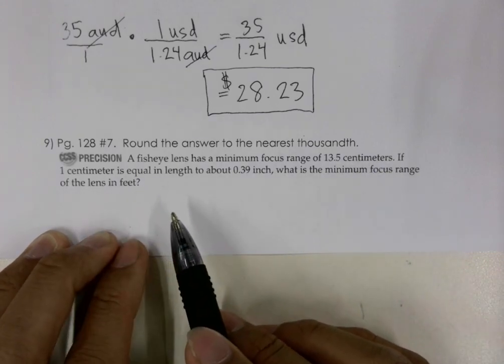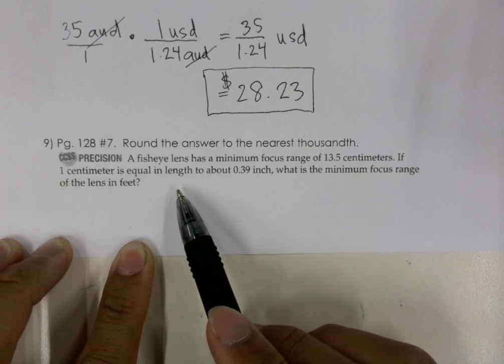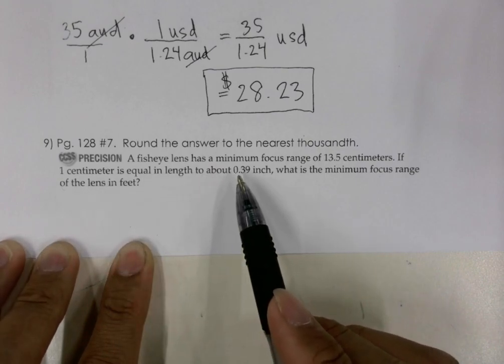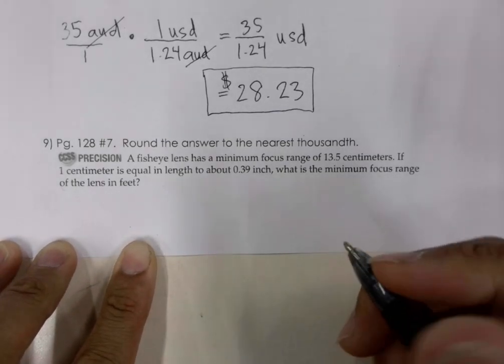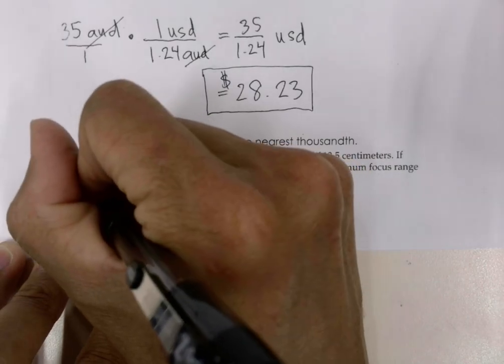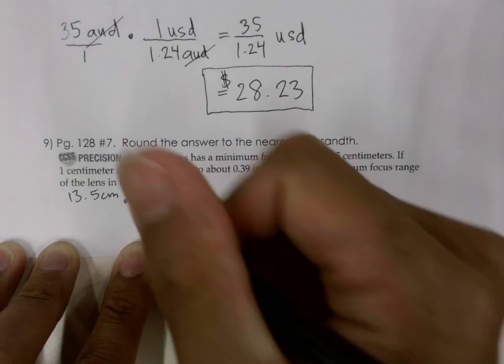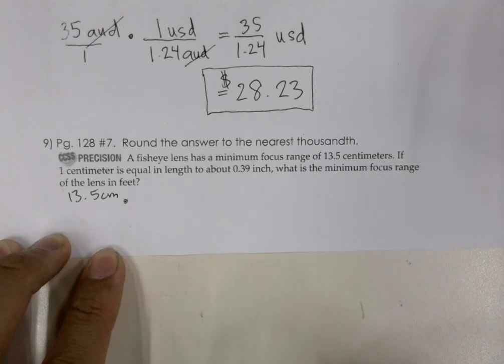Okay? They give us the ratio 1 centimeter is equal to 0.39 inch. So we can use that in our calculation. 13.5 centimeters is what we're going to start with. We'll multiply that by our ratio of 1 centimeter is equal to 0.39 inch.